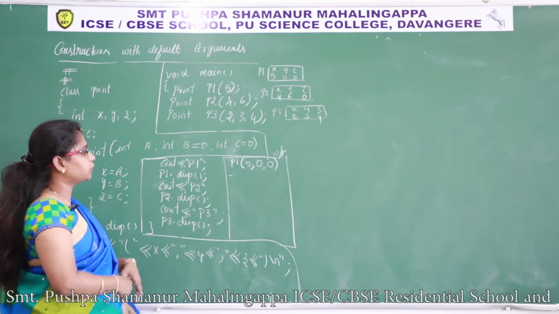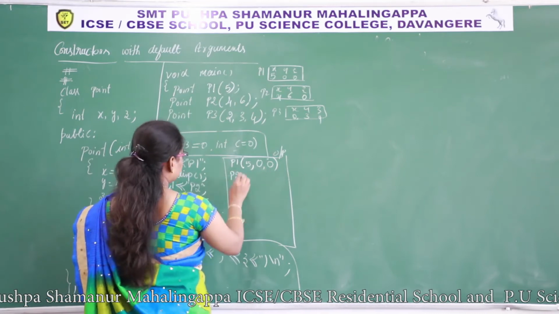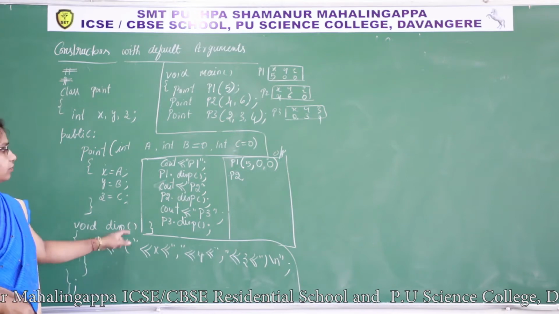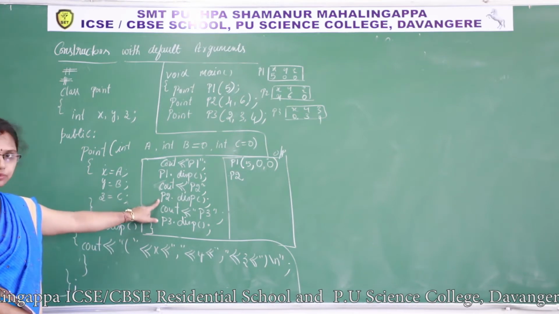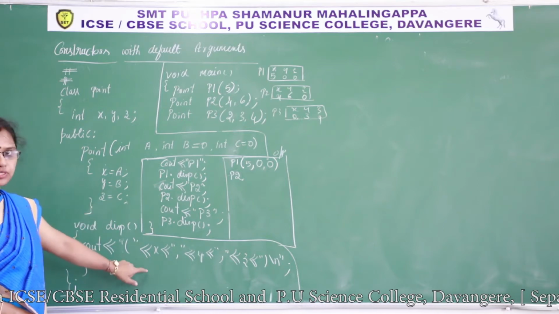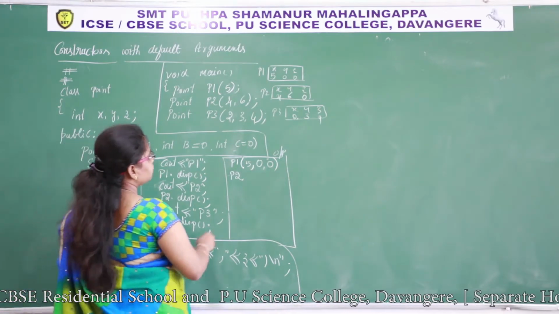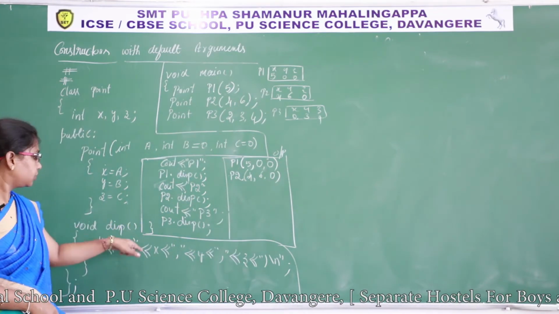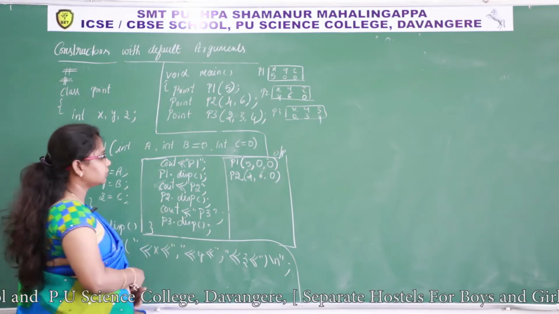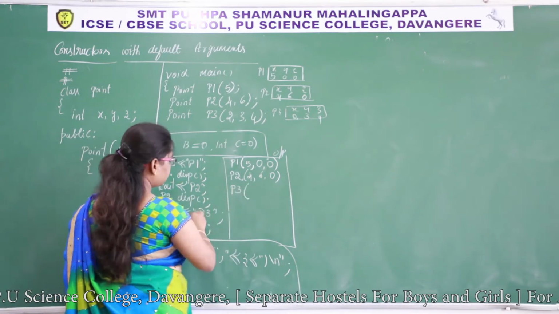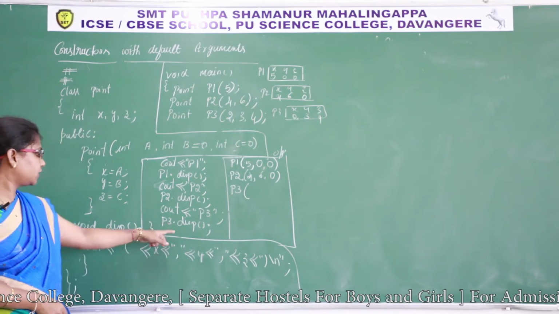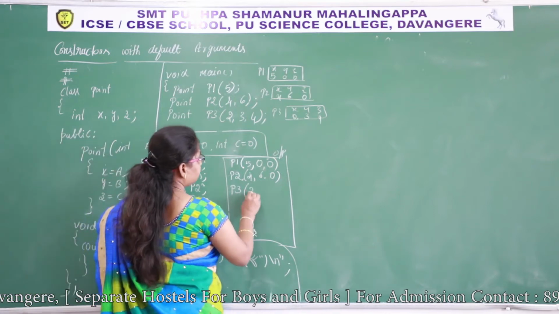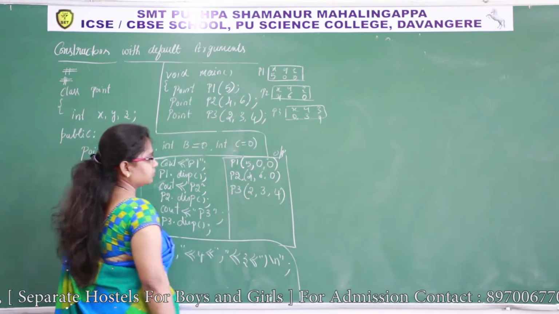After that, cout P2. P2 dot disp, the same function invoked again here with a different object. The P2 values have to be displayed from this function. What are the values? 4 comma 6 comma 0. Now the next statement is P3, the display statement, cout statement. This object is invoking the display function. Now the P3 values will be displayed on the screen: 2, 3 and 4.